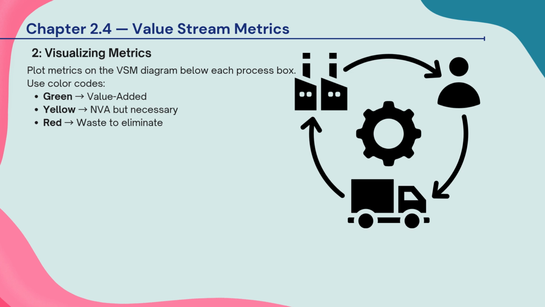This slide explains how to visualize metrics in a value stream map. Key performance data is placed below each process box to show cycle time, lead time, and efficiency. Color coding is used to identify activity types: green for value added, yellow for necessary but non-value added, and red for pure waste. This visual approach helps teams quickly identify improvement areas and focus on eliminating waste to improve overall supply chain performance.